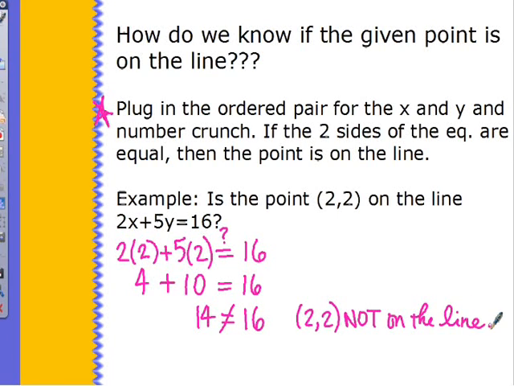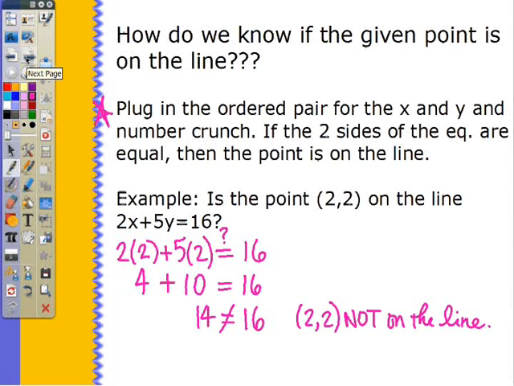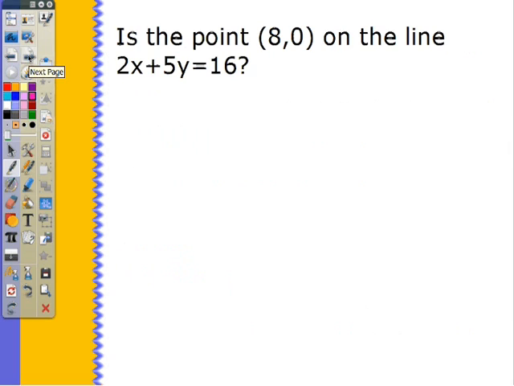Let's have you try one on your own. Is the point (8, 0) on the line 2x plus 5y equals 16? Pause the video. Give it a try.